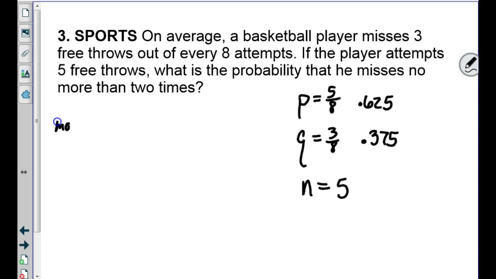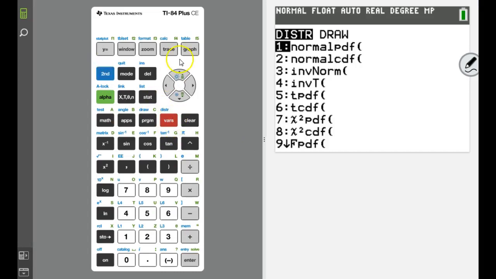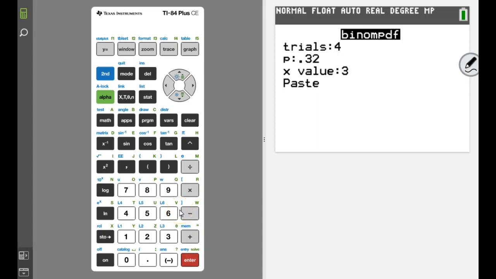So he could make 3, 4, or 5. And then I'm going to show you another way to do this. But all right, this is probably the way that will be more comfortable to start with. So let's go ahead and use the Binomial PDF. Trials was 5. Success point 625. And we're going to start with 3 times he makes it.